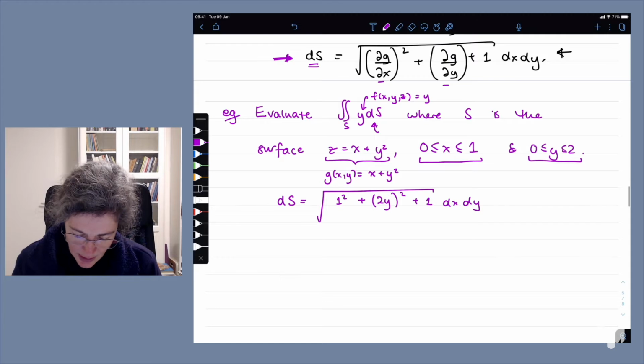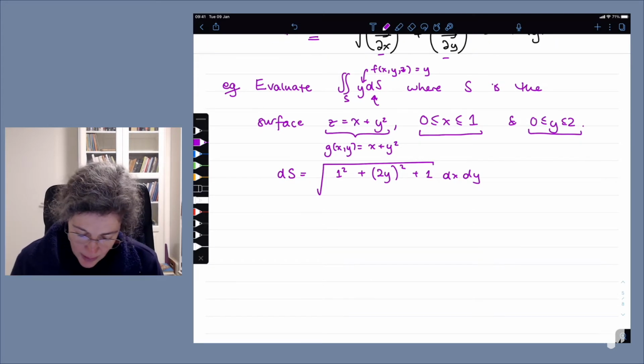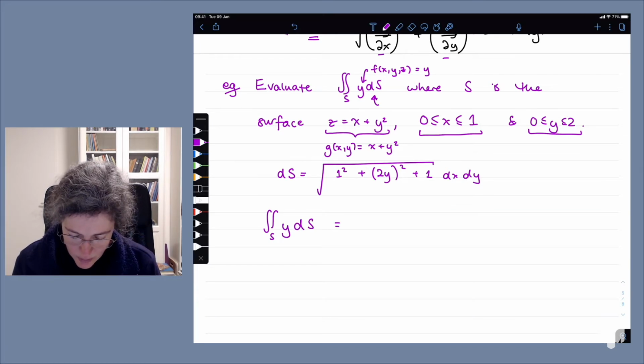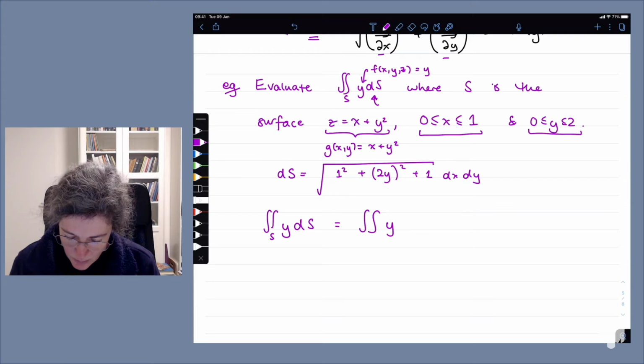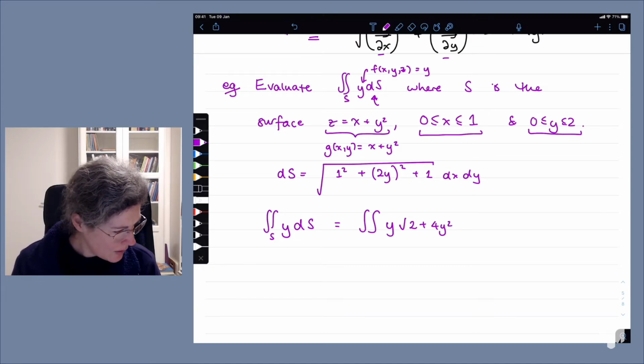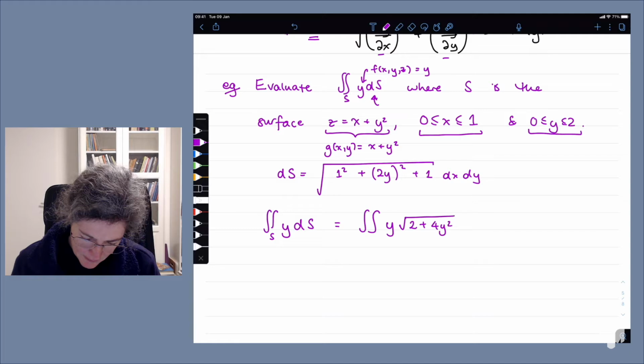dx dy. And so we can put this all together and we're going to convert our original surface integral into a double integral of f of x, y times our surface element, which is the square root of 2 plus 4y squared, and dx dy. And at the moment, we're going from 0 to 1 and from 0 to 2.